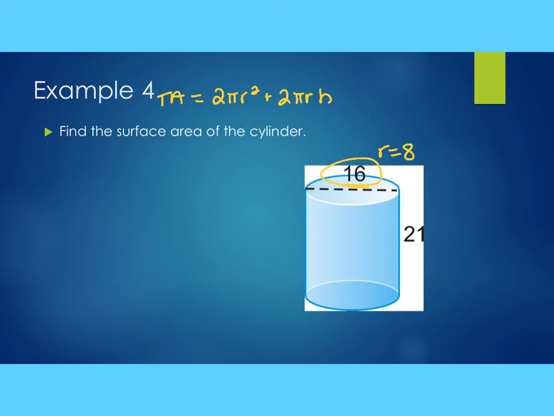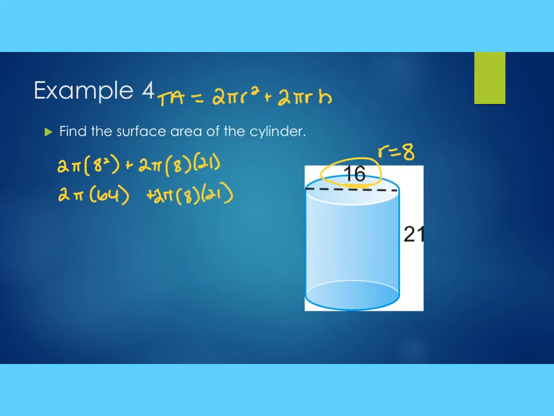And then you just plug it in. So 2 pi, radius is 8 squared, plus 2 pi, radius is 8, height is 21. Square the 8, so 2 times pi times 64, plus 2 times pi times 8 times 21. Bump the pi's to the end, so 2 times 64 pi plus 2 times 8 times 21 times pi.